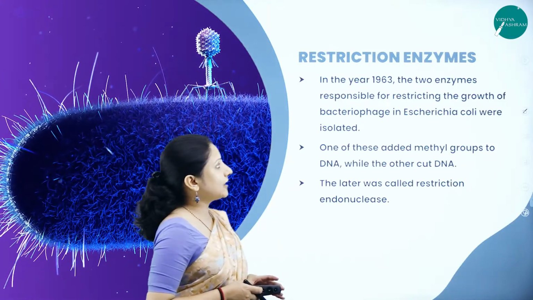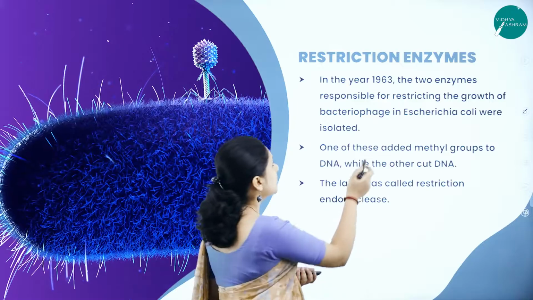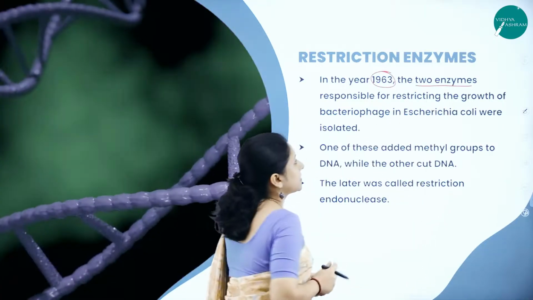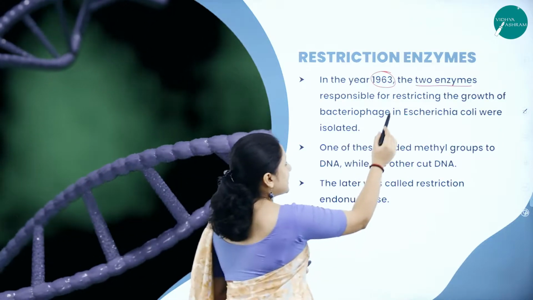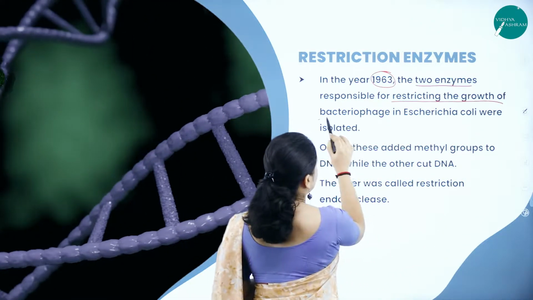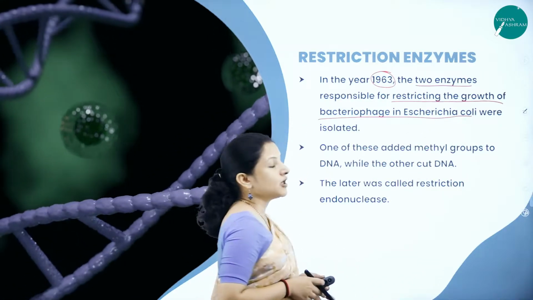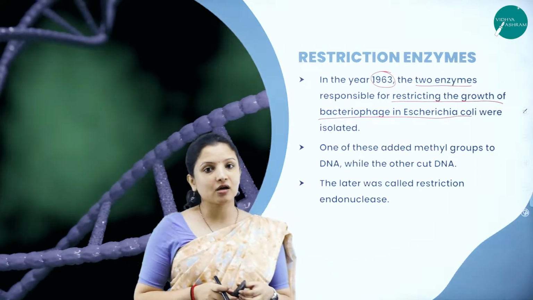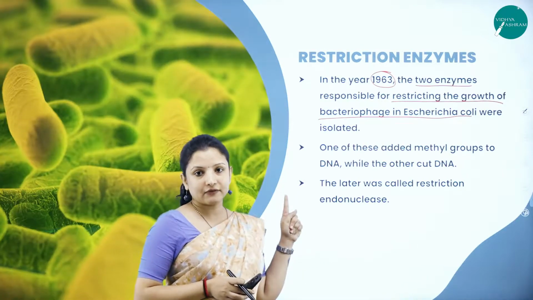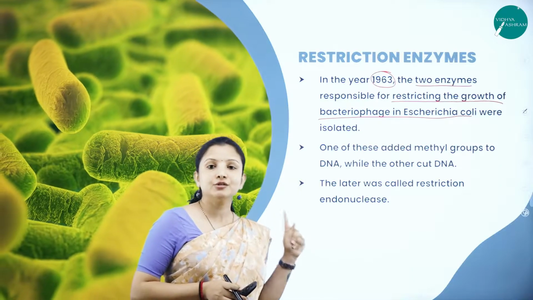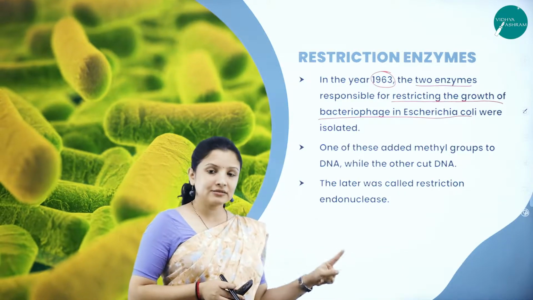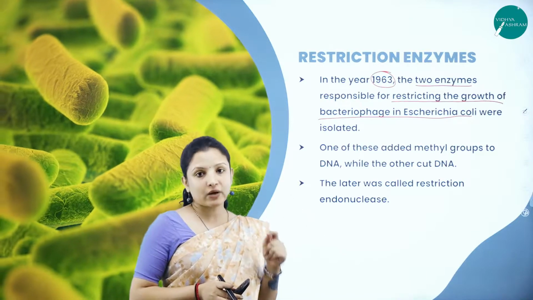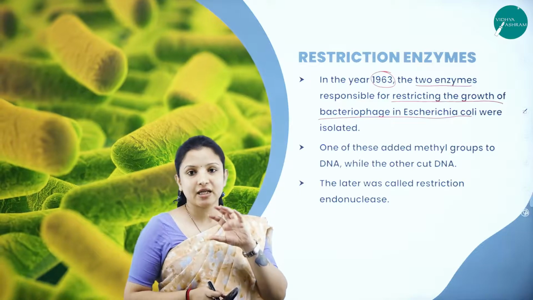Restriction enzymes were actually discovered in the year 1963. So they discovered 2 enzymes which are responsible for restricting or limiting the growth of bacteriophage in Escherichia coli. So what is a bacteriophage? Those viruses which attack a bacteria are called bacteriophages. Don't get confused here. Bacteriophage is not a bacteria. It is a virus. What type of virus? Those viruses which are capable of infecting the bacteria.